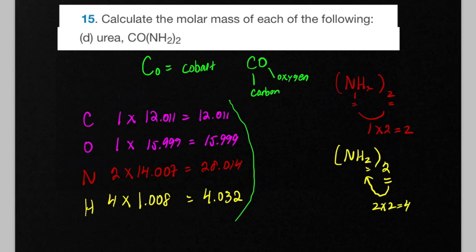And the final step is always to add up the total contribution of masses from all your different elements. So let's see what we get, and this will give us the final desired answer for this problem. I'm getting 60.056. And those are units grams per mole.